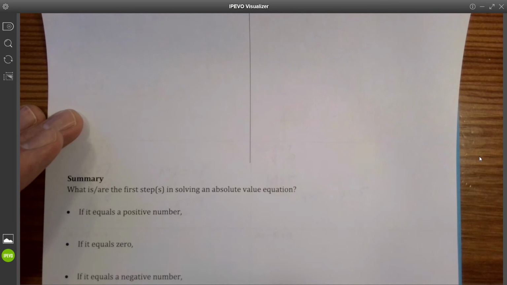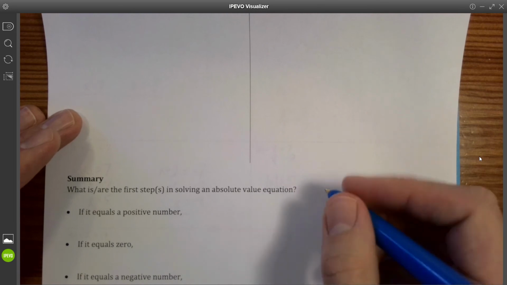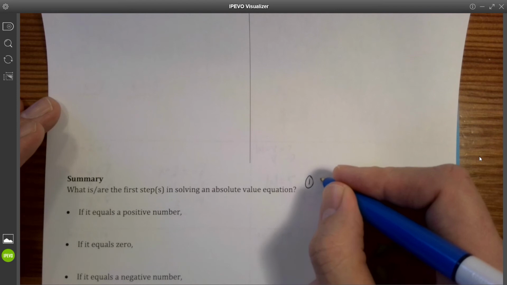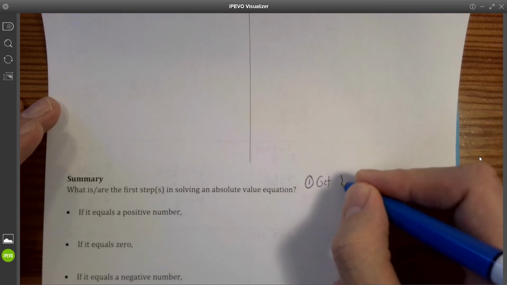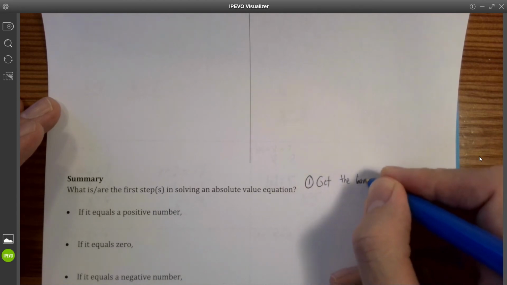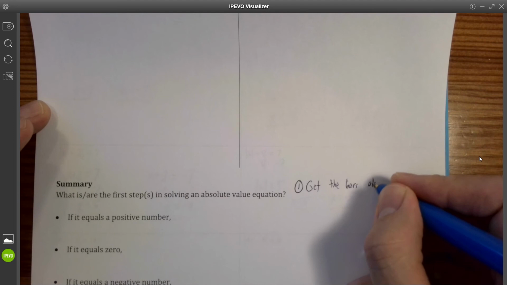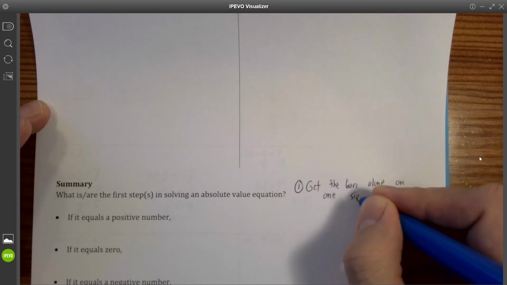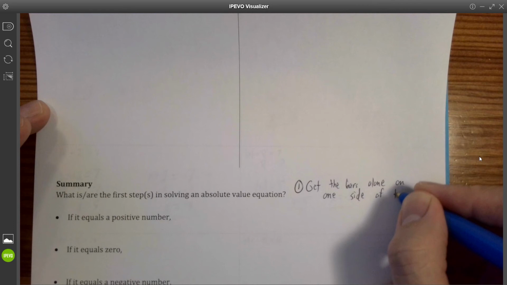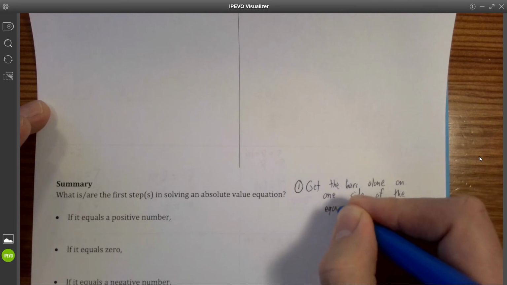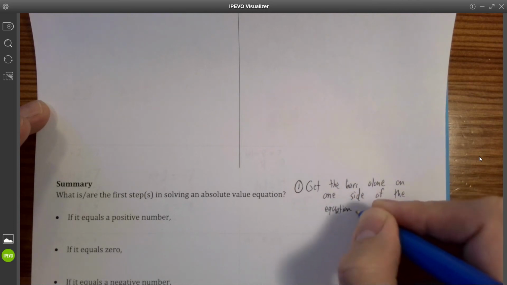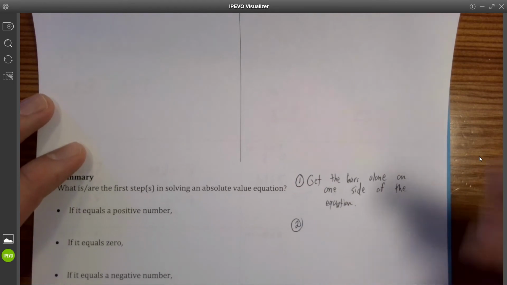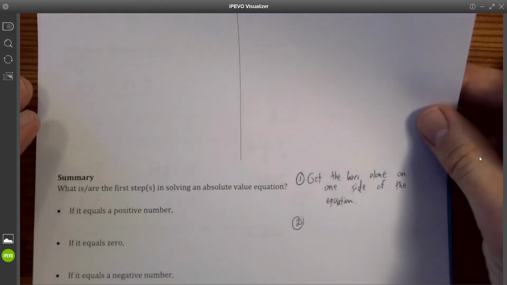So what is or are the first steps in solving an absolute value equation? I think step 1, I want to bring it over here, you should get the bars, the absolute value bars, alone on one side of the equation. And then step 2 is going to be to look at this equation you have.